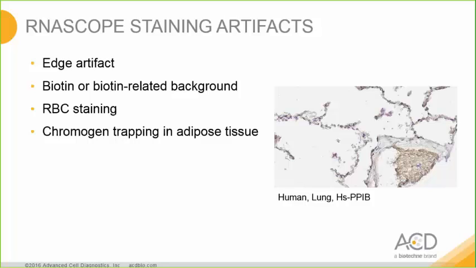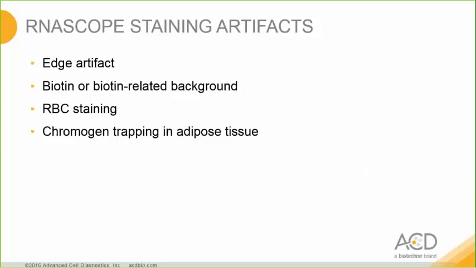This is just to show you what red blood cells look like with RNAscope. Here is a blood vessel in lung tissue that is filled with golden stained RBCs. And finally, I wanted to mention that you may encounter red chromogen trapping in adipose tissue. I apologize for not having an image to show you, but this is not true signal, as the red chromogen will be very finely granular as opposed to the punctate dots seen with true RNAscope signal.